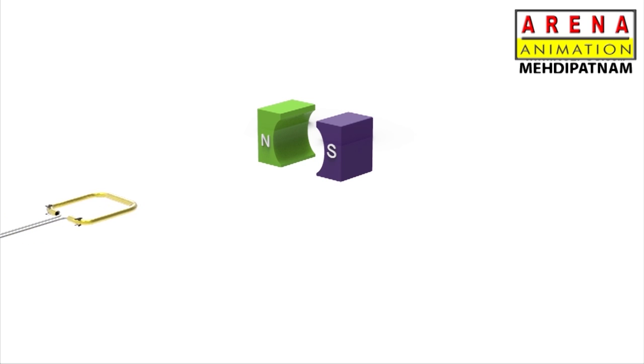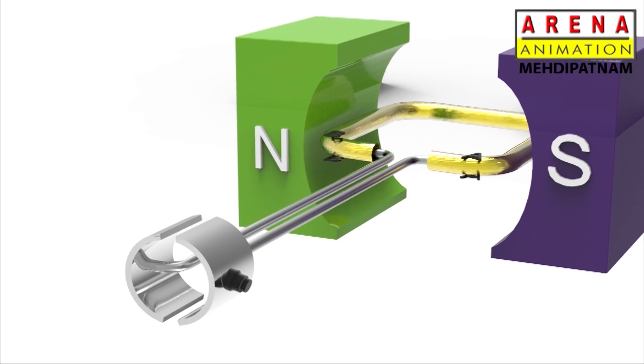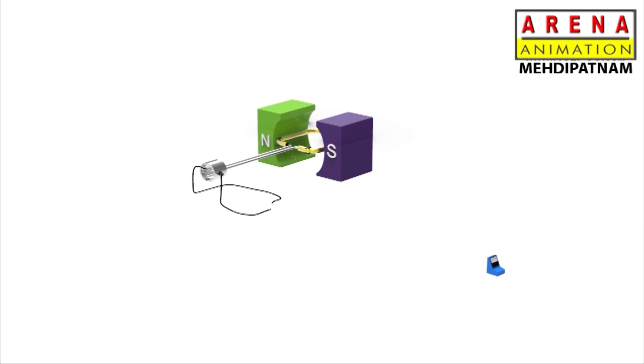Fix the armature coil between the magnets. The ends of the coil are connected to two half slip rings. Two carbon brushes are attached in such a way that they press the half slip rings to obtain the current from the coil. Attach the galvanometer as shown in the video.